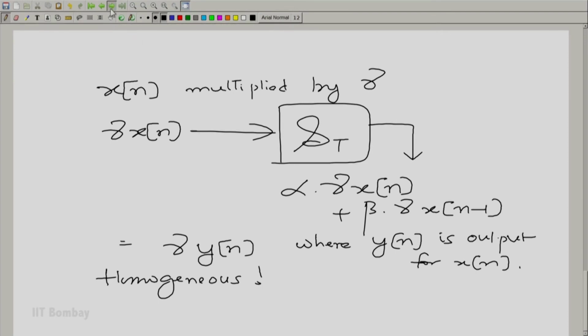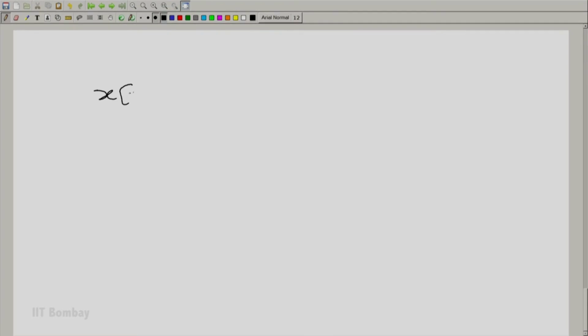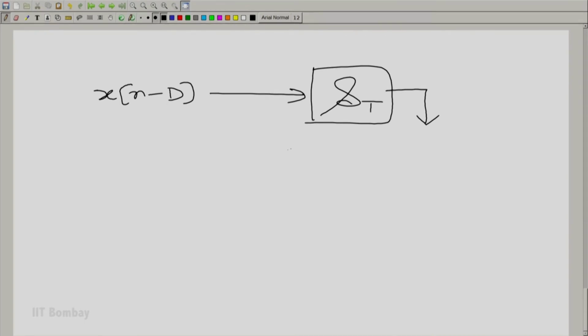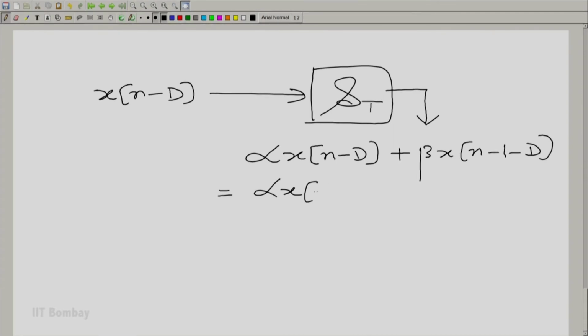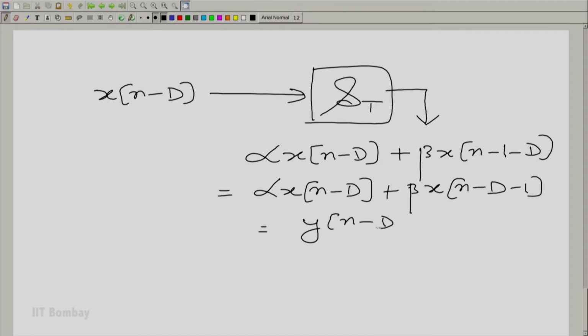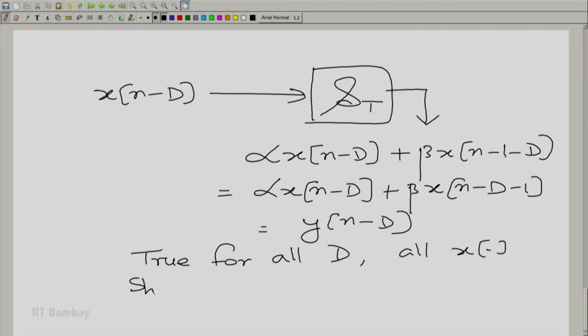Now, let us also check its shift invariance. Let us replace x[n] by x[n-d] and give it to the system S. Of course, you can see the output is going to be alpha times x[n-d] plus beta times x[n-1-d], which is the same as alpha x[n-d] plus beta x[n-d-1], and anyway this is the same thing as y[n-d], and true for all d and all x, and therefore the system is shift invariant.